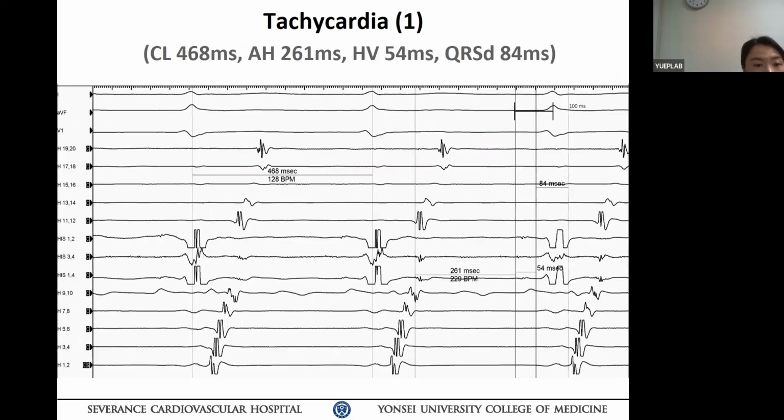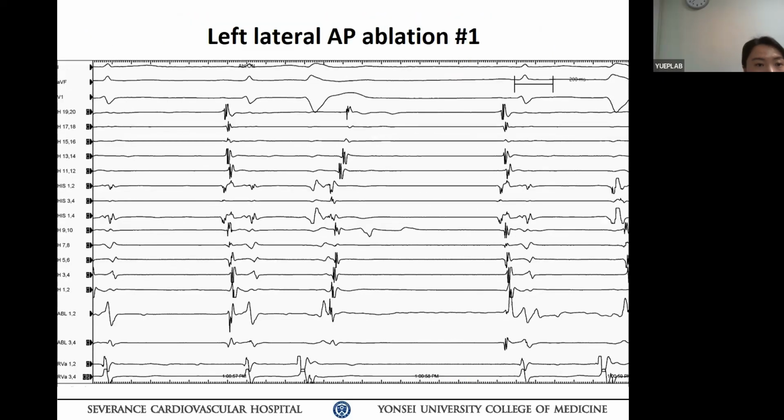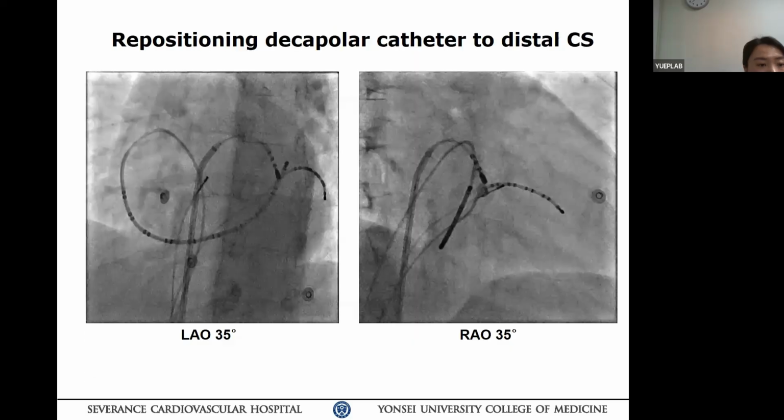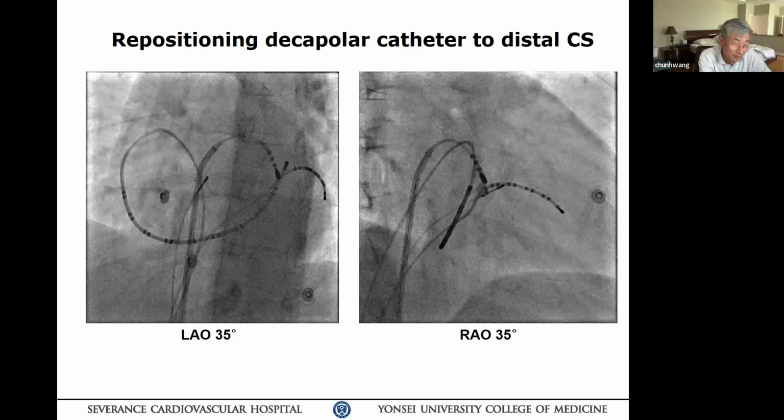Can you show us during ablation? Yeah. So if you look at this, we put the decapolar catheter in the lateral coronary vein, and we tried to ablate the accessory pathway during LV pacing, instead of outflow tract and apical pacing. Is there some different and additional information we can get by LV pacing?